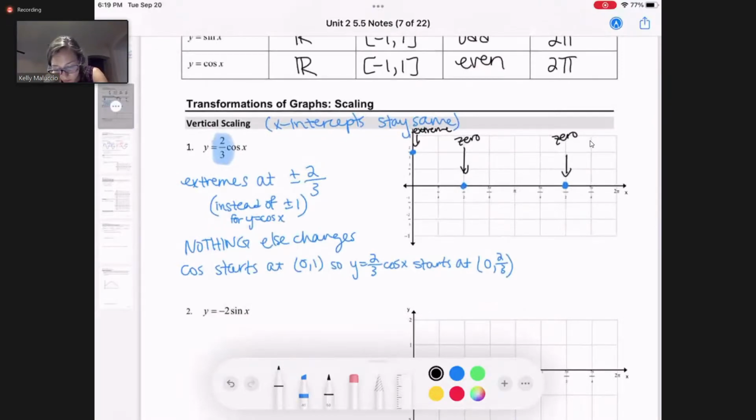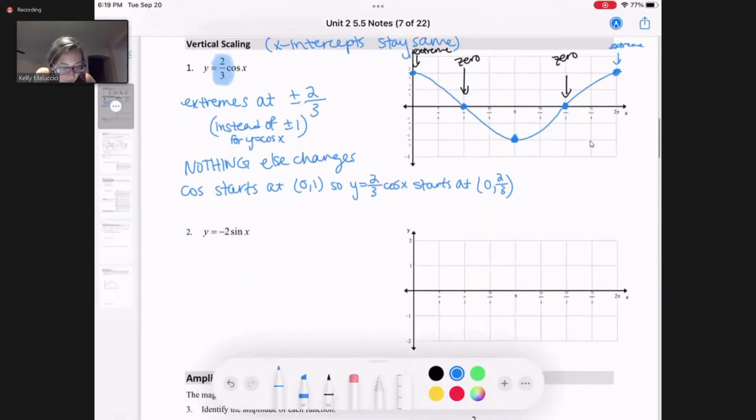So I know at 2 pi, I should also get 2/3, because it's going to look exactly the same. There's my zeros, there's my extreme, but then my lower extreme is at pi. So this is going to be at negative 2/3, right? And now I can just connect my curve and try to make it look all right. Maybe I should have curved it a little more, but it looks something like this, right? And now we'll do the same thing for sine.